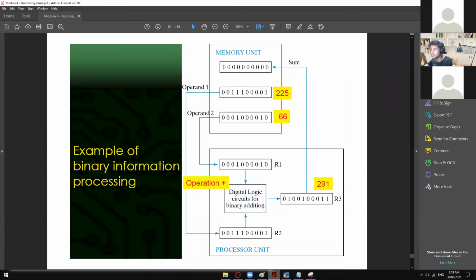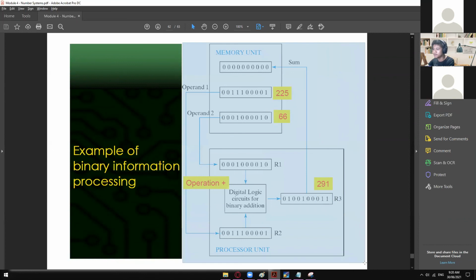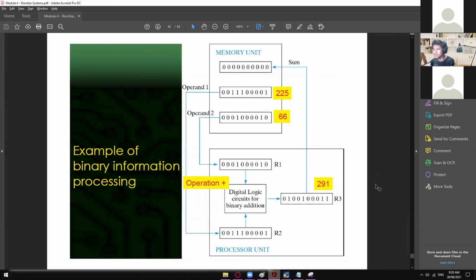for binary addition, and then it will now fetch the second operand, which is R2. After that, it will result as a binary, and then this 291 will be displayed on our memory unit. And then it will be displayed as 291 on our monitor. So that's basically what's happening with our processor, or how our memory processes things in our computer.